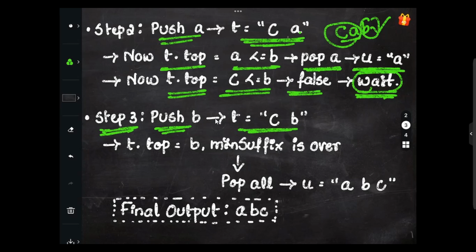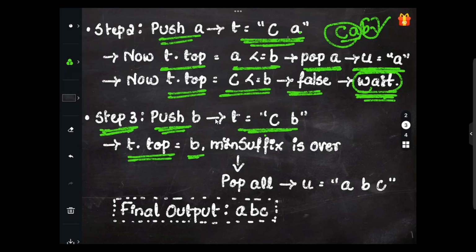In the next step, we compare c less than or equal to b, because the stack contains c. C less than or equal to b is false. So we'll wait. We are going for the lexicographically smallest possible string. Here in this case we will push b. Now t equals cb. First we'll consider t dot top, nothing but stack dot top equals b, right?